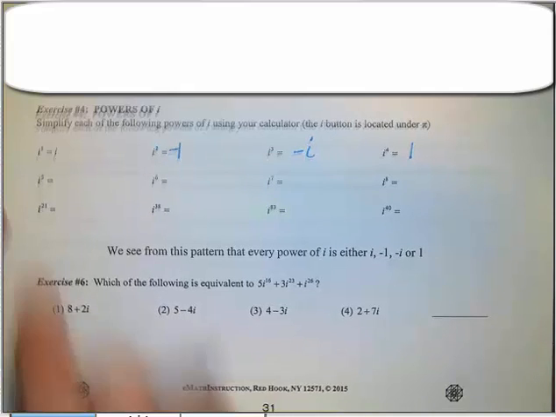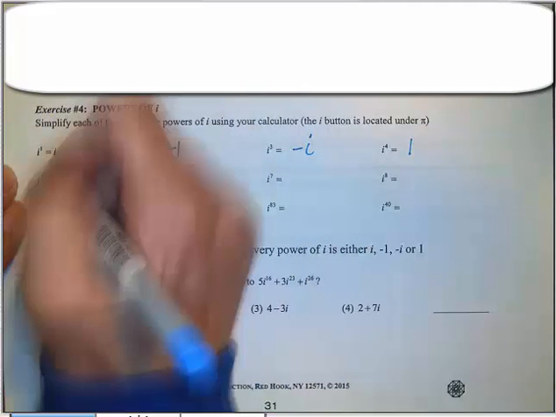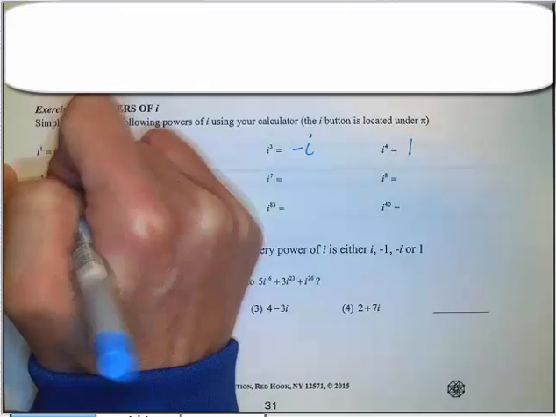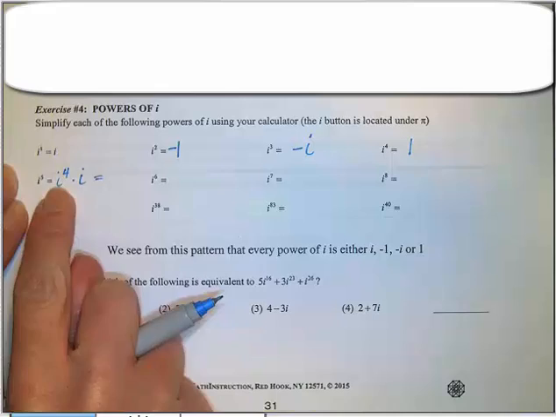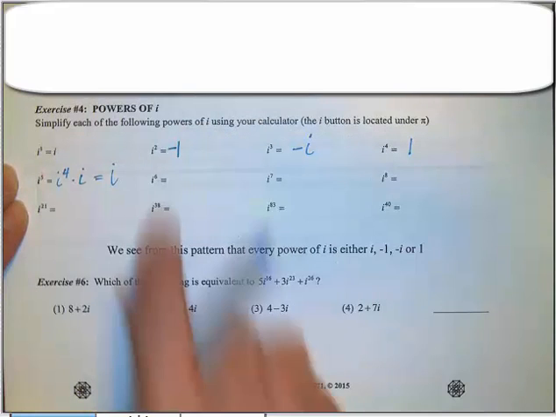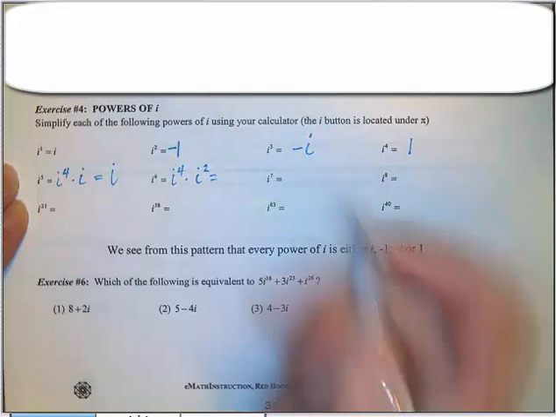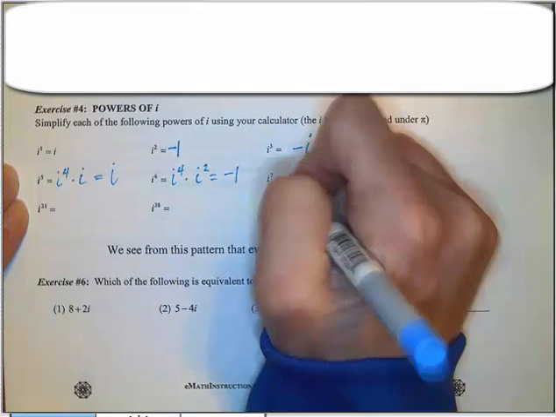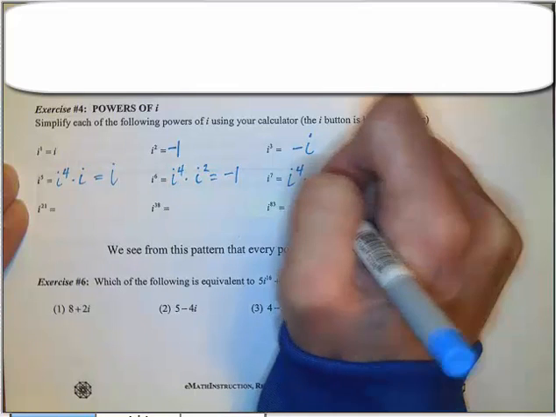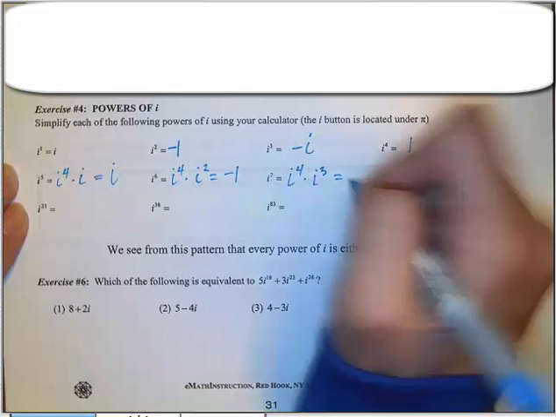So i to the fifth is the same as i to the first, because I can take and rewrite this as i to the fourth times i. Well, i to the fourth is 1, so 1 times i is i. So i to the sixth is i to the fourth times i to the second. Well, i to the fourth is 1, and i to the second is negative 1, so my answer is negative 1. i to the seventh is i to the fourth times i to the third. i to the fourth is 1. 1 times negative i is negative i.